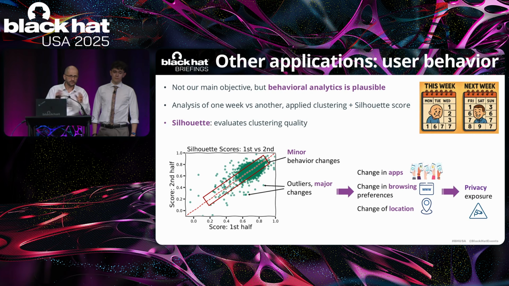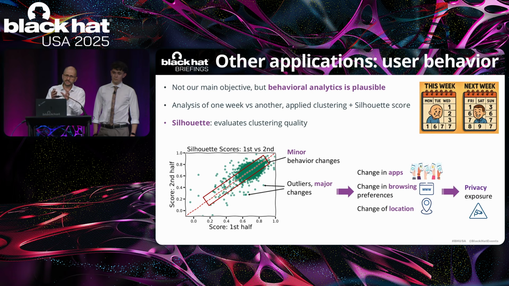Towards the end of our research, we explored a possibility to model user behavior and to see if we can detect major behavioral changes. For this purpose, we have taken a bunch of devices and data over 2 weeks. We have split up the data into one week versus the second week, and we have applied clustering and evaluated the quality of clusters using a silhouette scoring, and we have measured how this scoring changes from 1 week to the other for all of our devices.